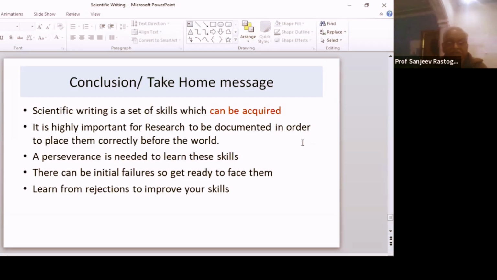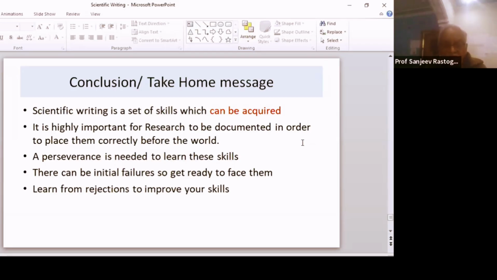And perseverance is needed to learn these skills. It is not something which can be learned in one step and in a quick shot. You need to have a kind of perseverance to learn it really well. There can be initial failures also, so you need to get ready to face these failures. It is not sure that you are submitting an article and it is going to get published. So get ready to face the failures.